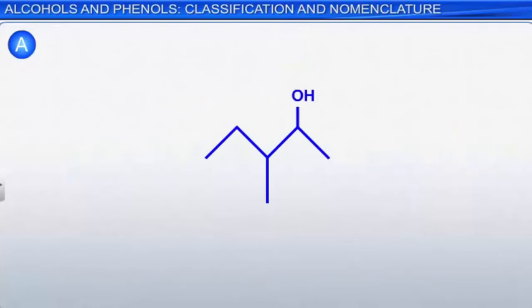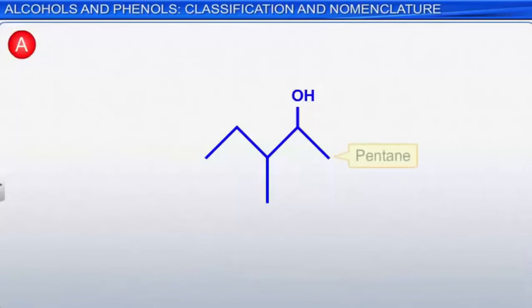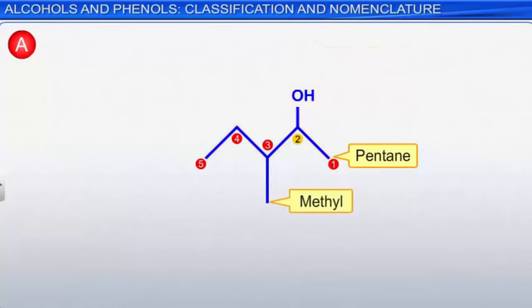When naming organic compounds, remember to find the longest continuous carbon chain. Start counting the carbons at the end of the chain nearest to the hydroxyl group. In molecule A, the longest continuous chain has 5 carbons. Start counting from the right-hand side of the molecule at the end nearest to the hydroxyl group. Notice that the hydroxyl group is on carbon 2. There is a methyl group at carbon 3.